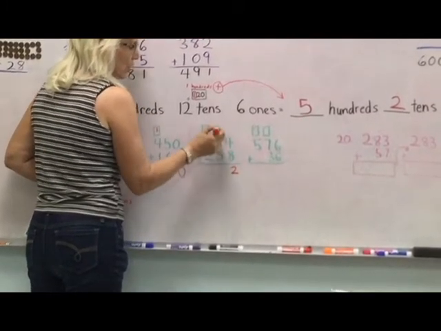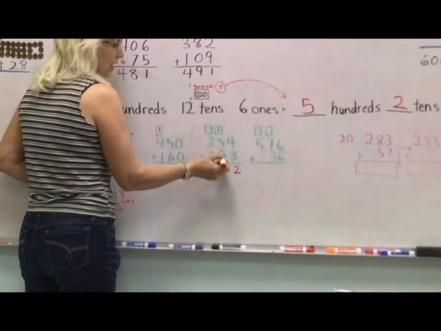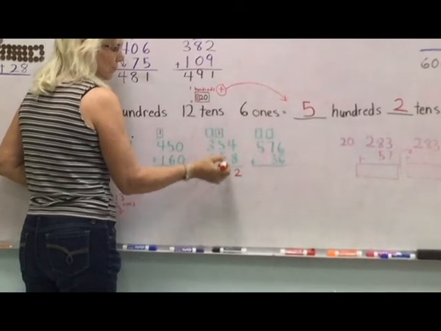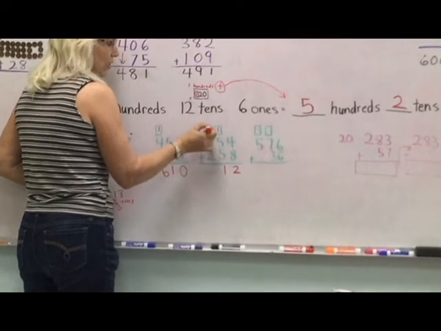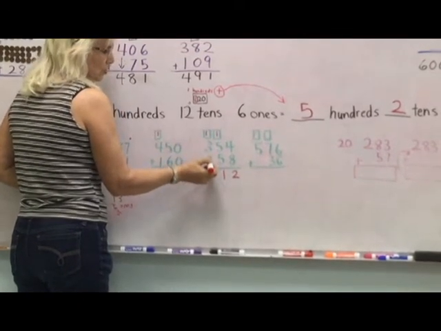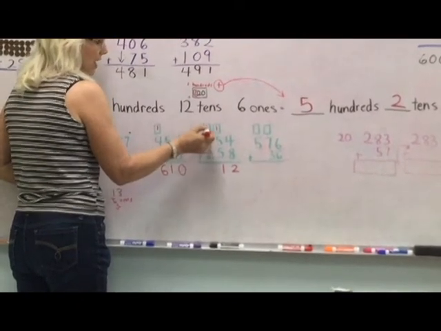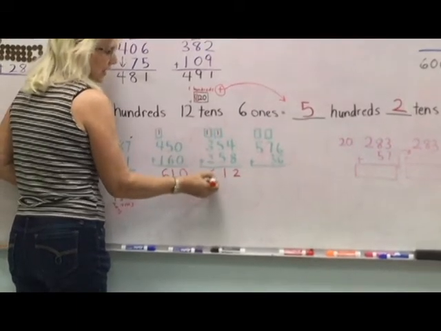Again, the 2 goes here, the 1 goes in the tens. 5 plus 5 is 10, don't forget this, plus 1 more is 11. Then you carry the other 1. 3 plus 2 is 5, don't forget to add the 1, and that makes that 6.